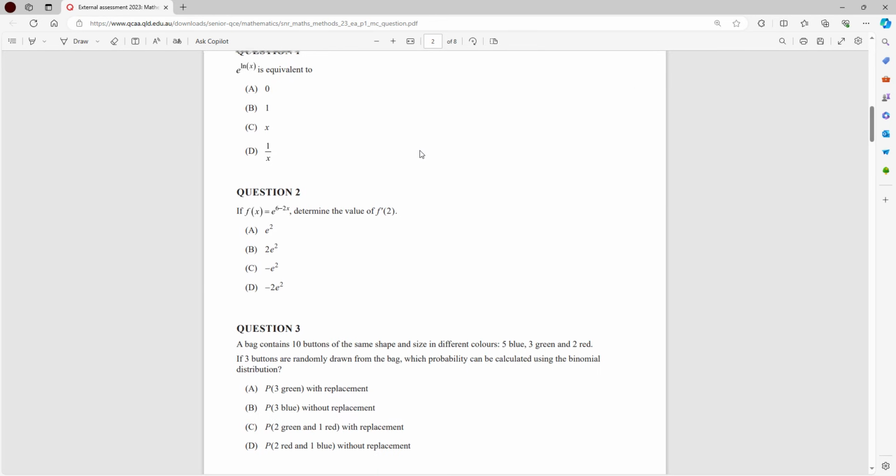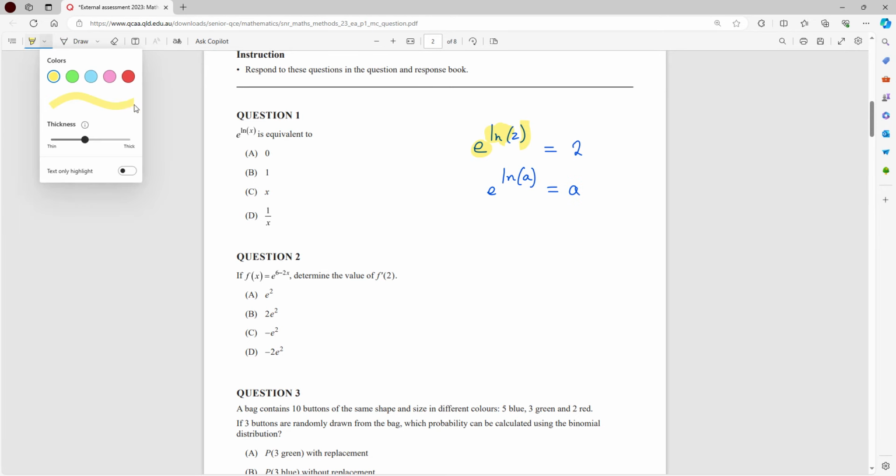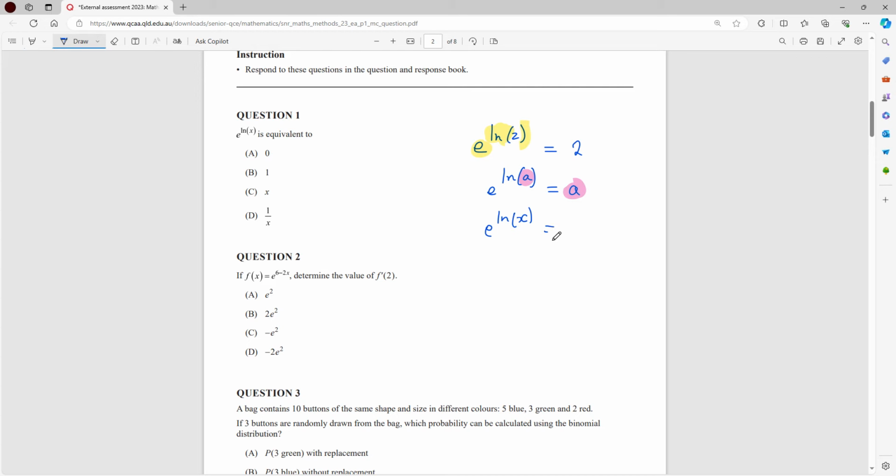So, question 1. e to the natural log of x is equivalent to. This one is just a basic rule. If you have e to the log of 2, the e and the log are inverses of each other, and because they're to the power they effectively cancel out, so you just get 2. So e to the log of any number would just be whatever that number is inside the logarithmic term. So in this question, when we have e to the natural log of x, the correct answer would be x. So the correct answer would be C. Let's take a look at the next question.